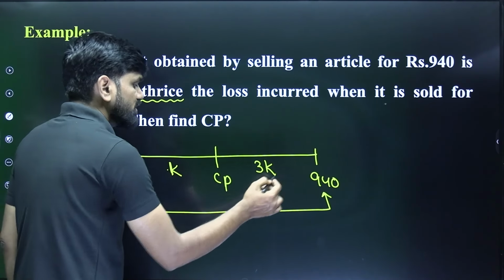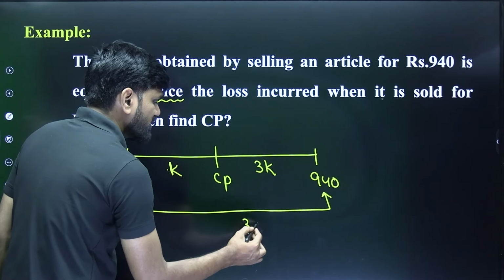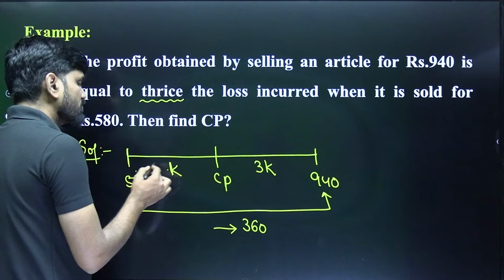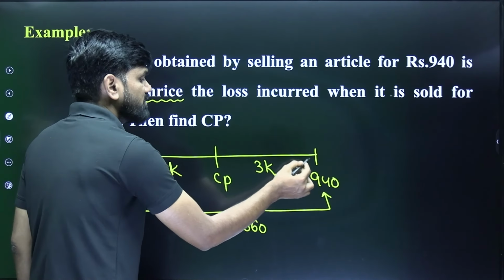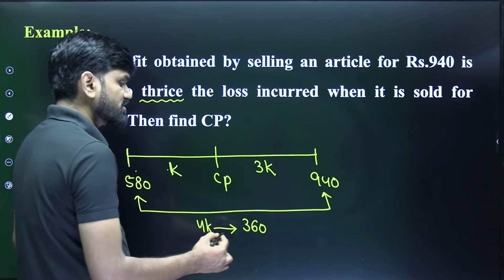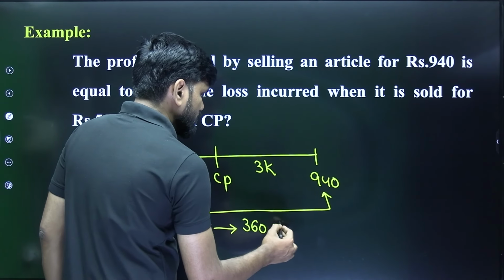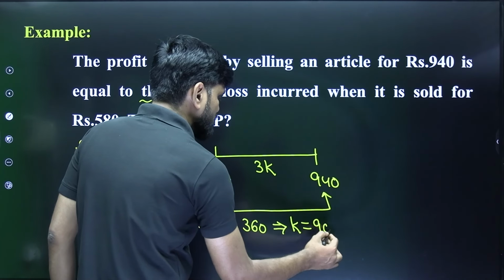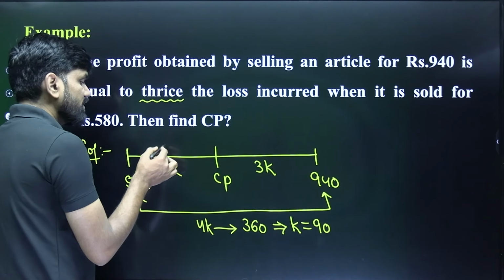From here to here, the distance in value is 360. What is the distance in parts? Here to here K, here to here 3K. Together it is how much? 4K. If 4K is 360, then K is equal to 90.